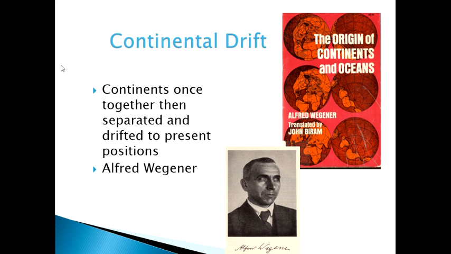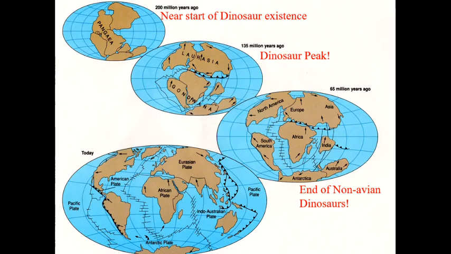And for most of us, this begins with Alfred Wegener, who published this book here in the early 1900s. And his basic idea was that the continents were once together and that they have separated and drifted to their present positions. Now, if we look at maps of the world, globes of the world through time, you see the gist of Wegener's idea.